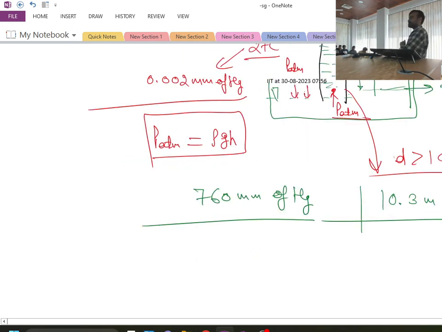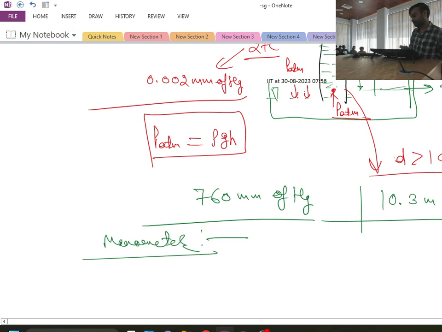Okay, so this is barometer. Then another important device which is based on this principle is called a manometer. Okay. So can you tell me what is a manometer and for what purpose it is used?